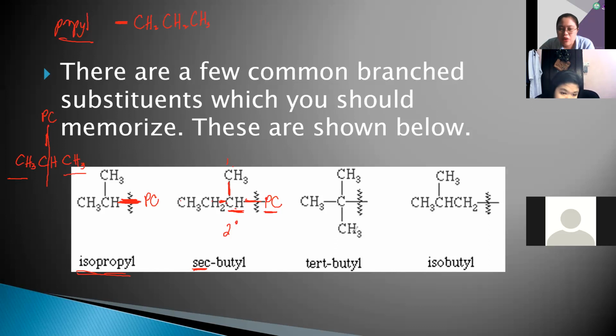However, we will call it a tert-butyl na substituent if ang attachment natin, 4 pa rin yan ha, 1, 2, 3, 4. The attachment is on the center. This is the parent chain here. And in this center, meron tayong 3 carbon pa na naka-attach. So this is actually called a tertiary carbon. Kaya tinawag siya na tert-butyl. Okay, I hope you have seen the difference between the sec-butyl and the tert-butyl and also the isobutyl.